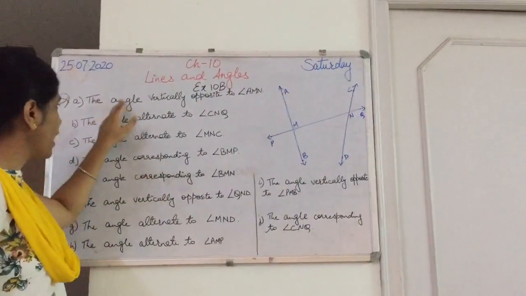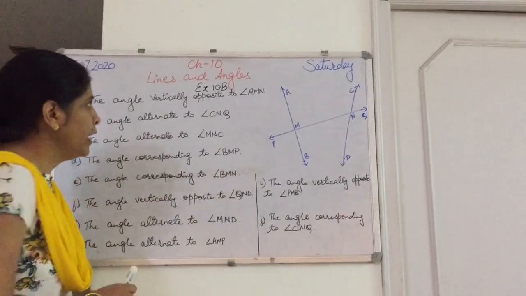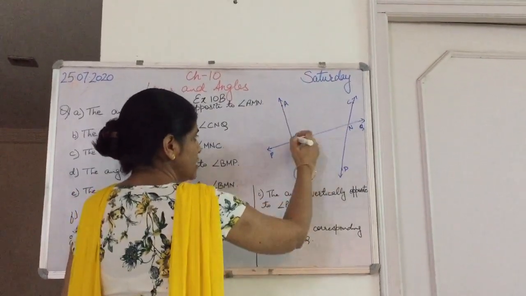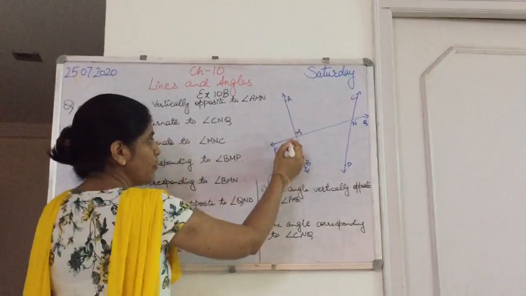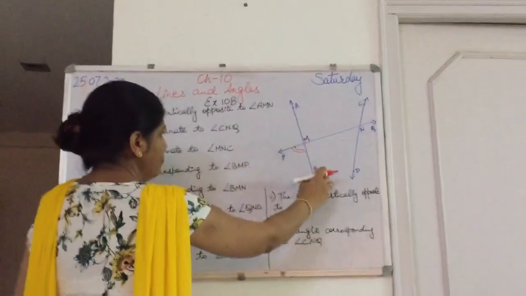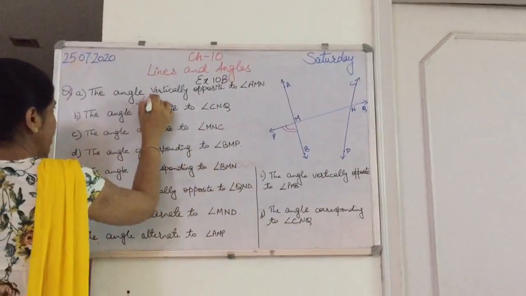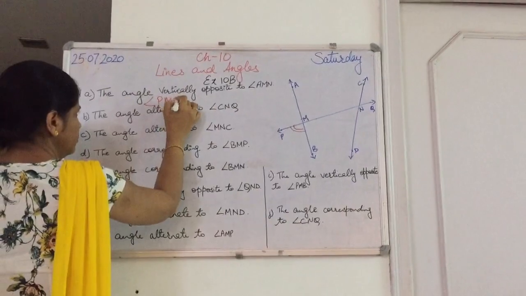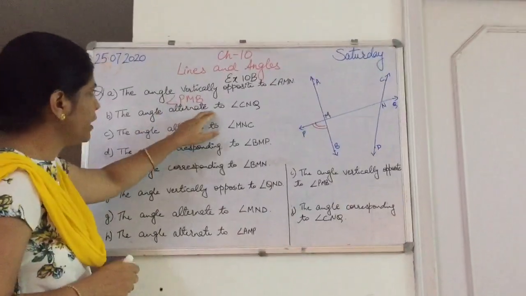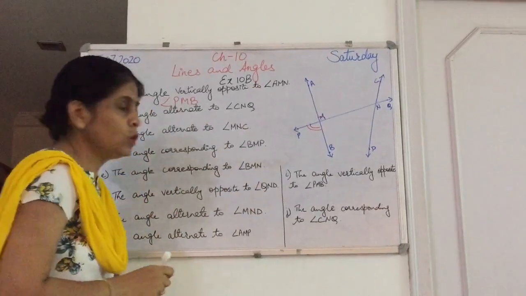So first is the angle vertical opposite to AMN. So first we mark AMN. AMN is this angle. So what is the vertical opposite of it? That is this angle, angle PMB. So we write here angle PMB. Clear?